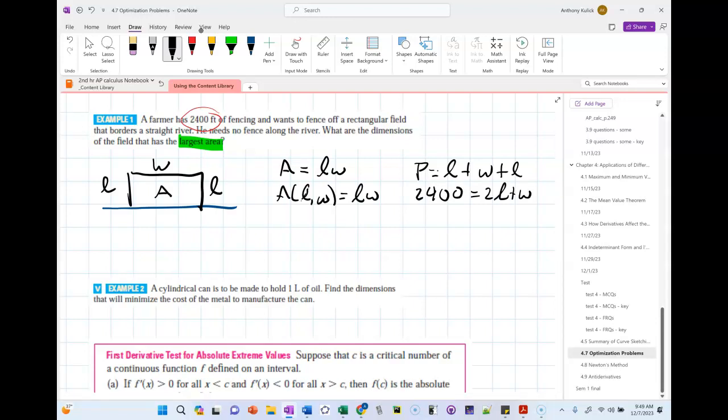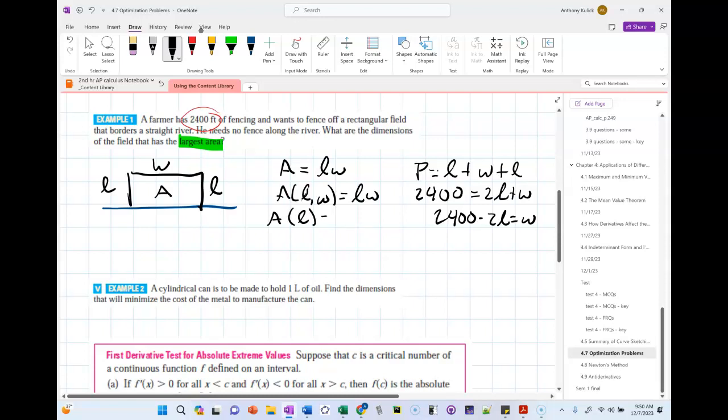Everybody's okay there? So what I'm going to do then is solve the perimeter equation so that either L or W is by itself. Which one do you suppose I'm going to choose? W, so I don't have to do any division, because who wants to end up with fractions possibly, even though in this case it would only be one fraction. I don't want to do that.